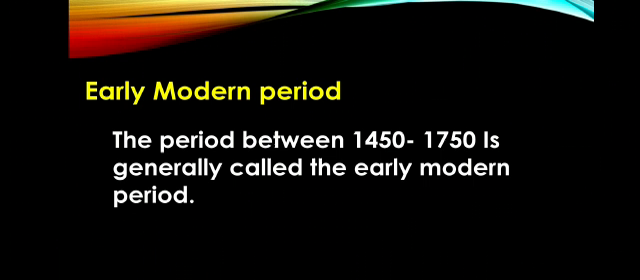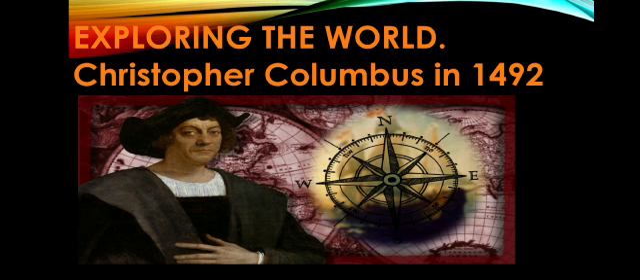Early modern period. The period between 1450 to 1750 is generally called the early modern period. Many features had begun to develop in different parts of the world much before that. For example, traders of India, China, Arabia, etc. were carrying goods by sea route to each other's countries for a very long time.